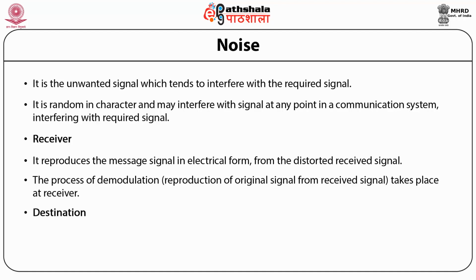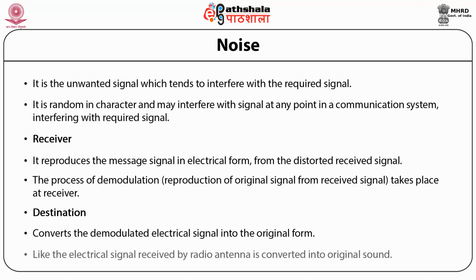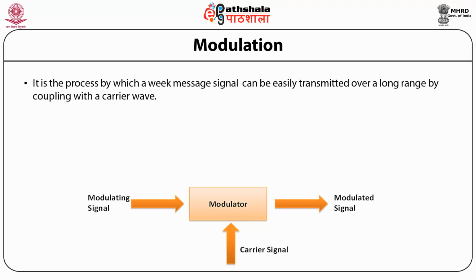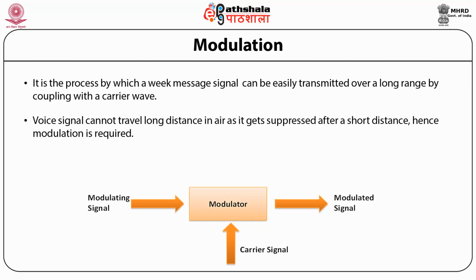Lastly, we have the destination, which converts the demodulated electrical signal into the original form. Like the electrical signal received by a radio antenna, it is converted into the original sound. The major process without which communication cannot take place is modulation. It is the process by which a weak message signal can be easily transmitted over a long range by coupling it with a carrier wave. A voice signal cannot travel a long distance in air as it gets suppressed after a short distance. Hence, modulation is required.